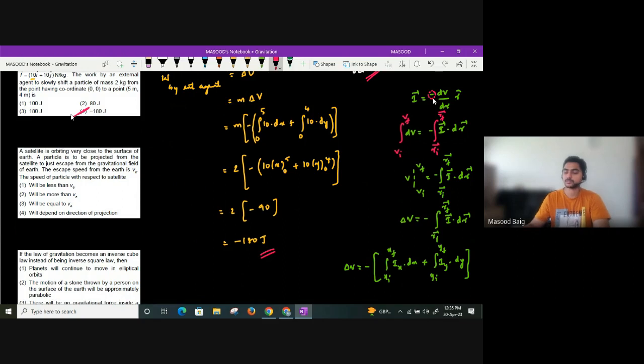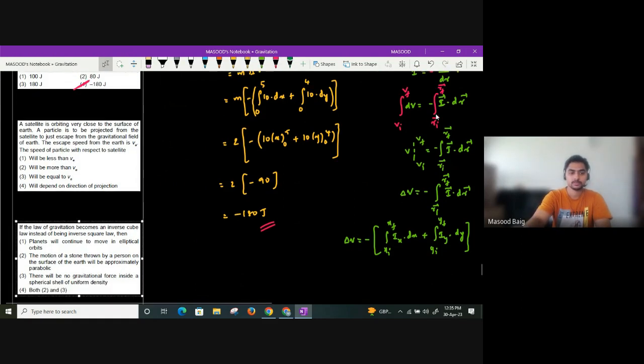Always remember, this is very important. Field will be minus of dv by dr r cap. We have studied this in electrostatics, guys. Field will be minus of dv by dr r cap. And from there, I can write potential as minus of E bar dot dr. If I want to find potential difference from one point to another point. If I want to find potential from infinity to 0. Clear, everyone? I hope it is clear.